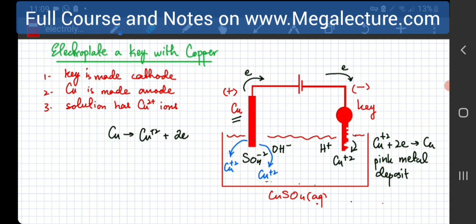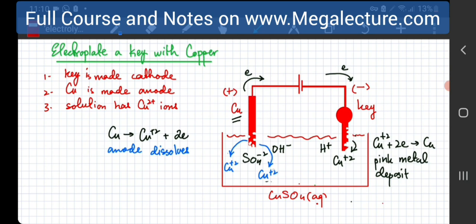Your anode will start to dissolve. So there'll be chunks coming out of it. The metal atoms, the copper atoms, would turn into copper ions, which will go into the solution. So the anode starts to lose mass and the anode dissolves. And that's it. That's your key getting electroplated.